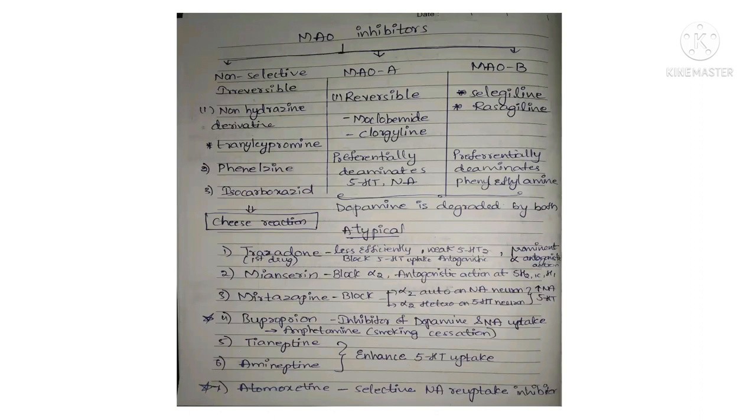Okay, that's it. And then bupropion, which is a very important drug, inhibits dopamine and norepinephrine uptake. And after consuming the drug, the metabolite is amphetamine, which results in smoking cessation. Okay, the most important point. And then tianeptine and amineptine. These two enhance the 5-HT uptake.